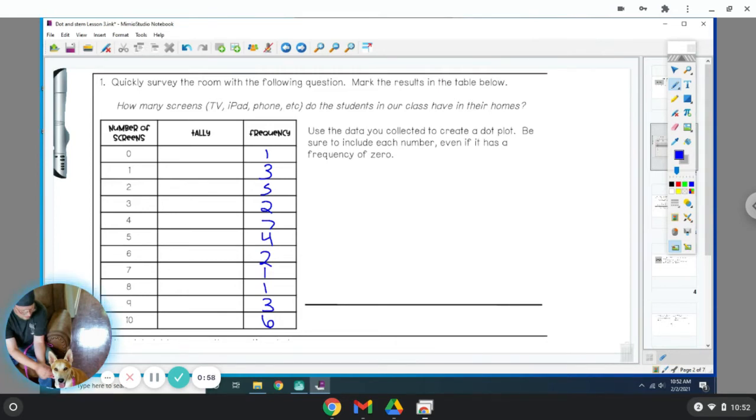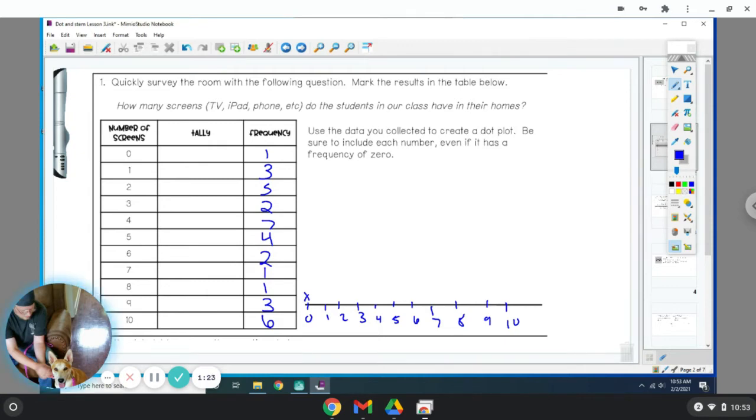So we're going to put the number of screens. We're going to start off with 0, 1, 2, 3, 4, 5, 6, 7, 8, 9, 10. And now we're going to put dots above it. You really don't have to do dots. So there's one person who has 0 screens, so I'm going to put an X, so that way it's just easier to read.